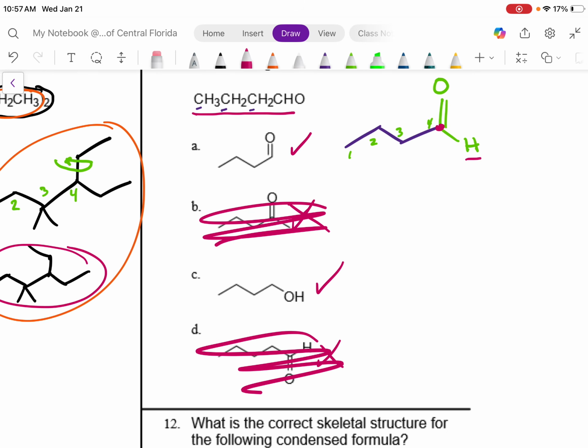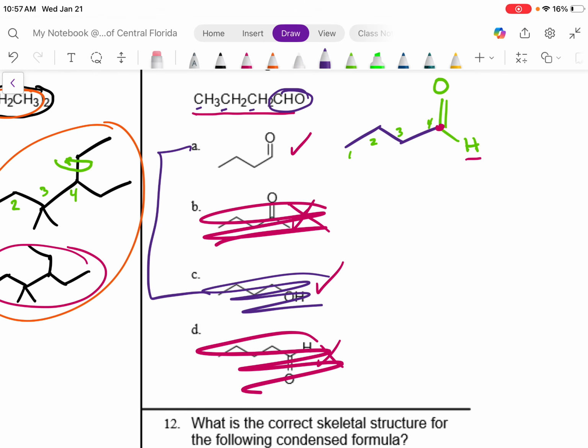And then you see that right there. That is definitely an aldehyde. And between your 2 choices, A and C, that's an alcohol. So that one's off the table. So that is your only answer choice.